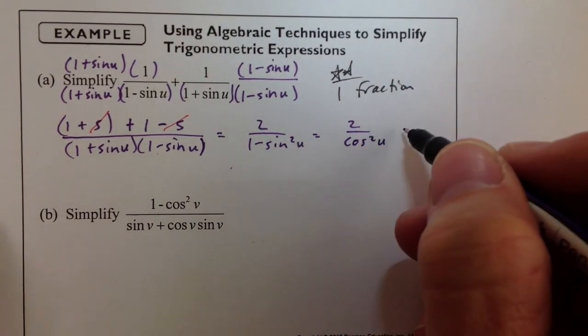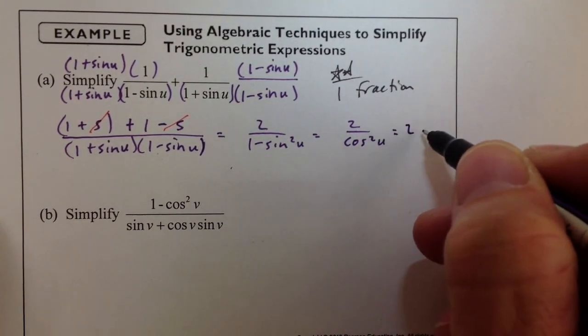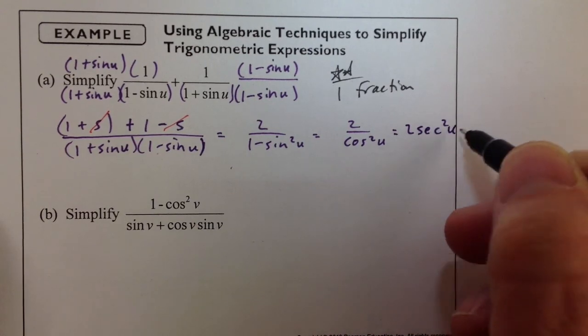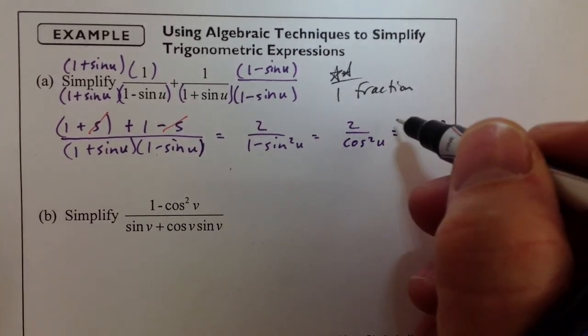Okay, and 2 over cosine squared, you could leave it like that. Sometimes you'd see it as 2 secant squared. Okay, there you go.